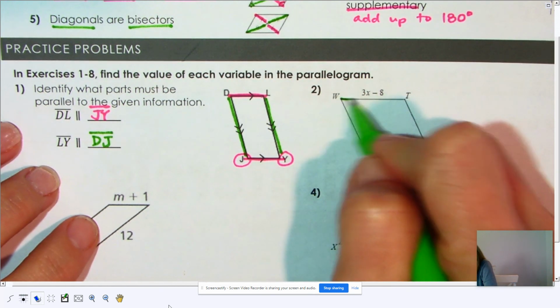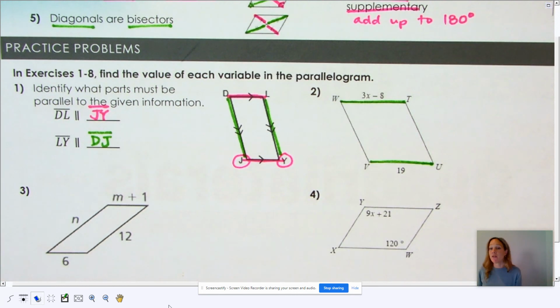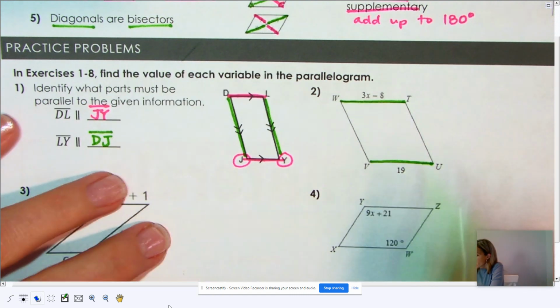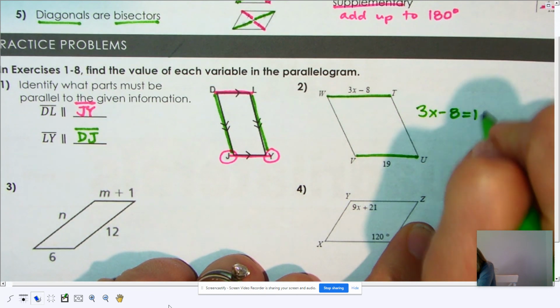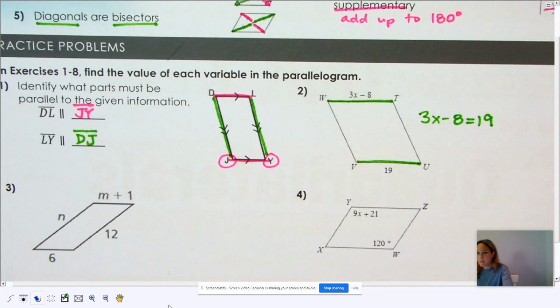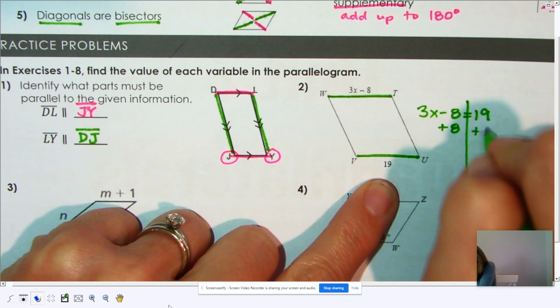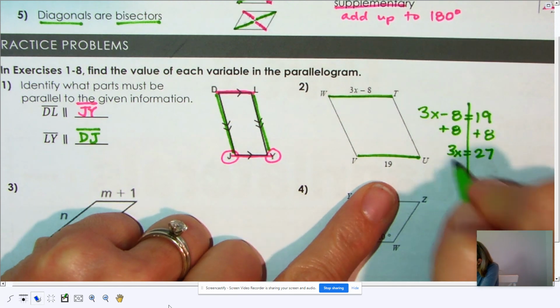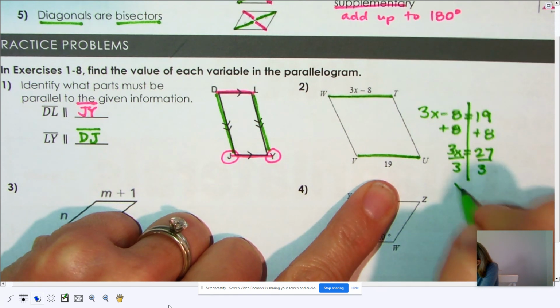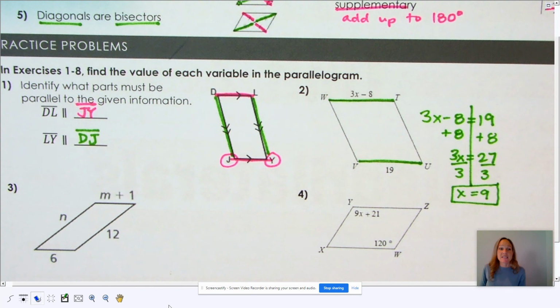If I know that those are opposite sides in a parallelogram, they've told me it's a parallelogram, then I know that they have to be equal to each other. So I'm just going to write this little equation. 3x take away 8 has to be equal to 19 for this to be a parallelogram. Those have to be the same. So I'm going to draw my line. I'm going to solve. I'm going to go plus 8 plus 8. So I have 3x equals 27. And then I'm going to divide by 3, and so x is equal to 9. Final answer there.